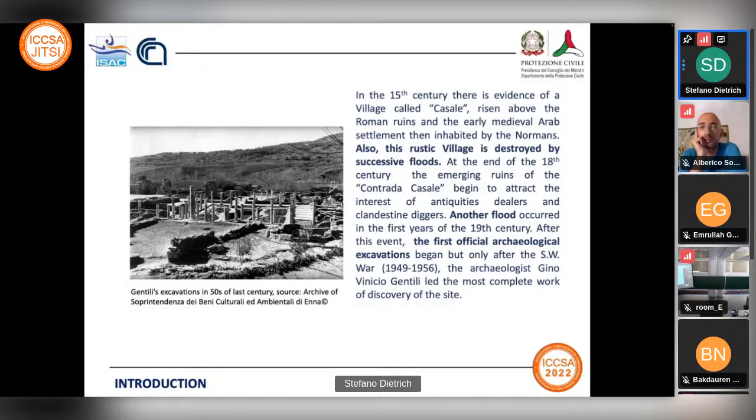At the end of the 18th century, the emerging ruins of the Contrada Casale began to attract the interest of some antiquarians and clandestine diggers. But another flood occurred in the early 19th century. After this event, the first official archaeological excavation began, but it was not until after the Second World War that Gino Vinicio Gentili conducted the most comprehensive work of site discovery.